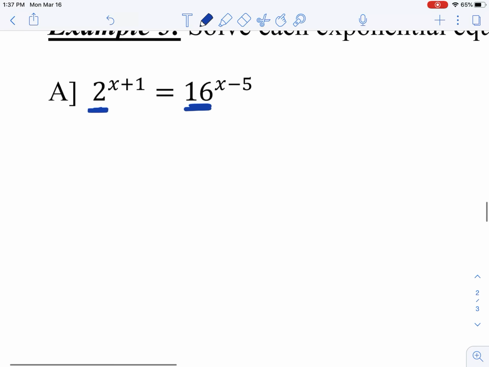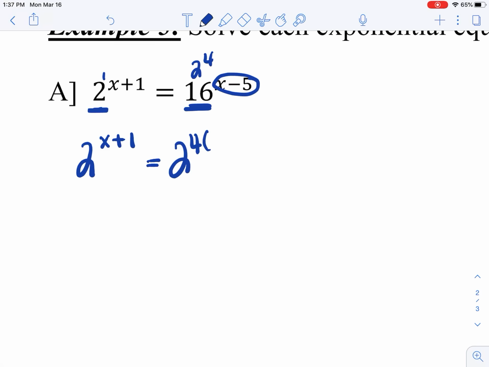So 2 and 16, I can get them to have the same base. 2 is 2 to the first power, and 16 I can rewrite as 2 to the fourth power. So now I'm going to rewrite this. I have 2 to the x plus 1 power, and then my 16 I'm going to rewrite as 2 to the fourth, but don't forget about this x minus 5. Now I have the same base.